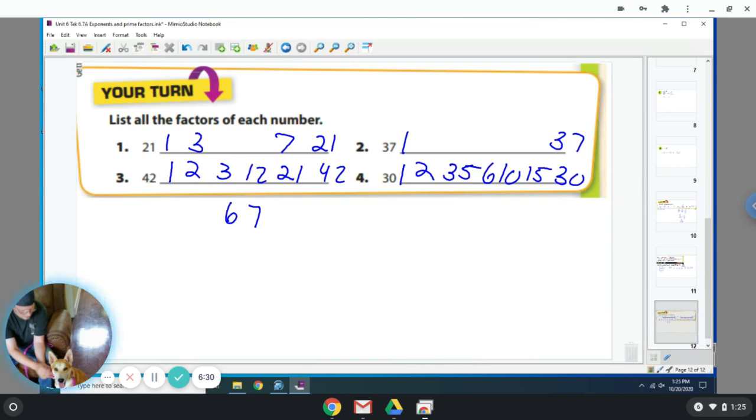The reason why I do it like that is because it creates an order. That way when I get to 5 and 6, I already stop because I'm at 6, and that means that's my last factor. And that's how you do factors.